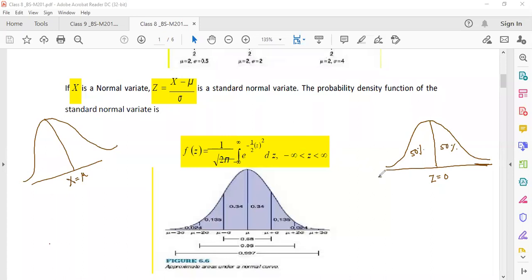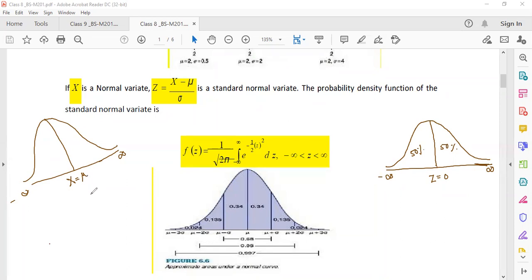And this range is also from minus infinity to plus infinity. Here also in terms of X, it was minus infinity and plus infinity. And remember, both the tails of the curve will not ever touch the x-axis, or here the z-axis, in reality. The curve will touch the horizontal axis on both sides at infinities.